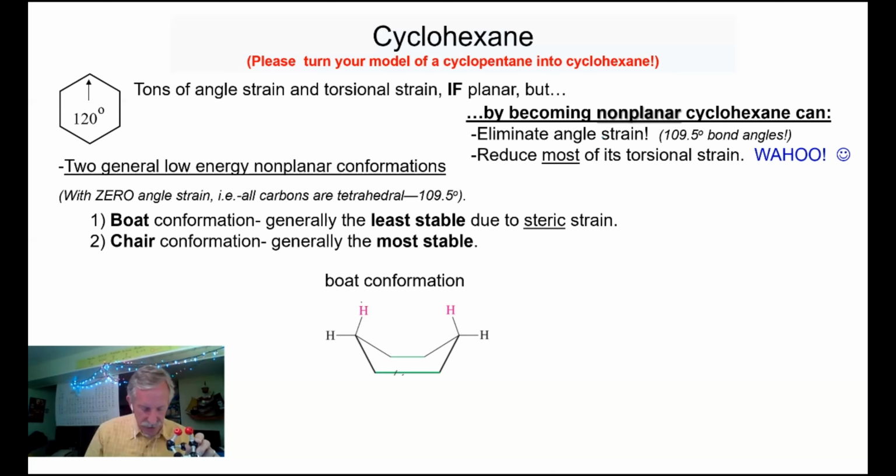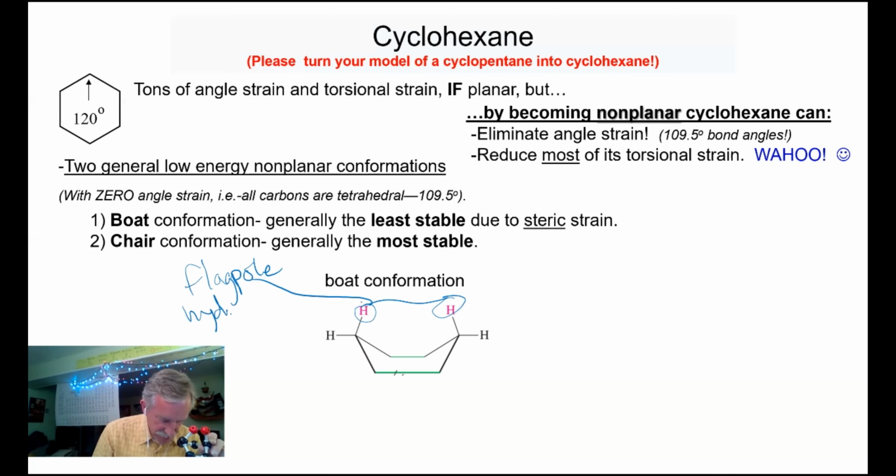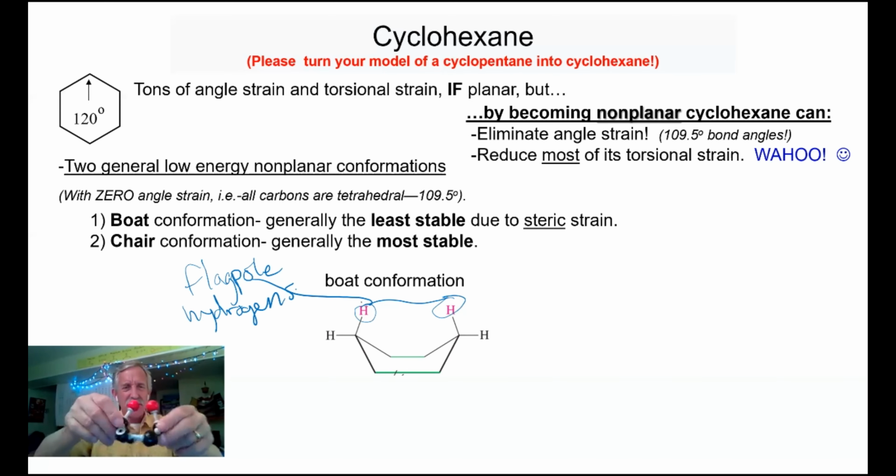And therefore, these are called flagpole hydrogens, or flagpole positions on our boat. And generally they cause a lot of steric strain, atoms bumping into each other. So this isn't perfect. This is better than planar, relieving some angle strain, but it causes a little steric strain.